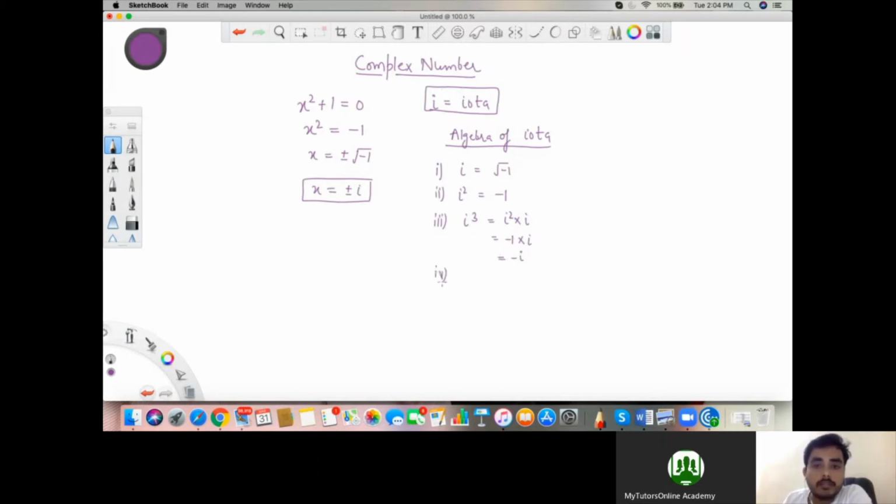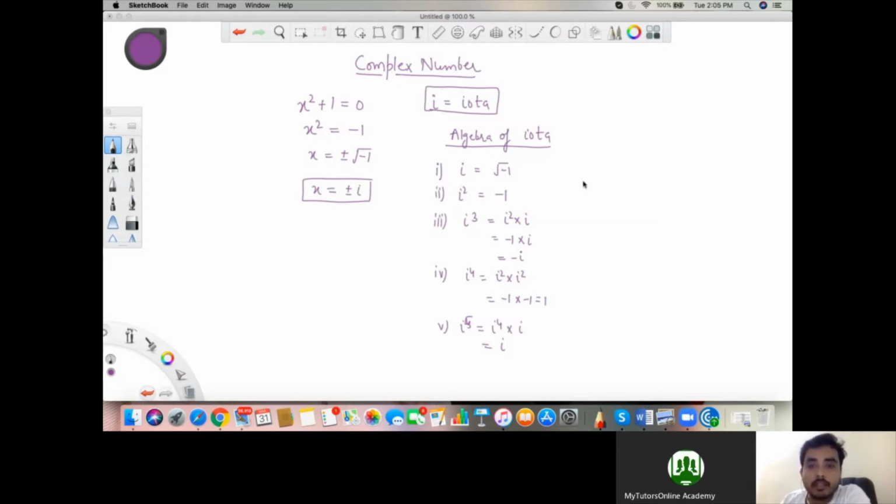And iota power 4, we can write down using iota square into iota square, hence this is minus 1 into minus 1, that will be equal to plus 1. If we move further like this, iota power 5 will be iota power 4 into iota. Hence we can write this as iota because iota power 4 is now 1. So going forward we will follow this cycle. Iota power 1 is iota, iota power 2 is minus 1, iota cube is minus iota, iota power 4 is plus 1.